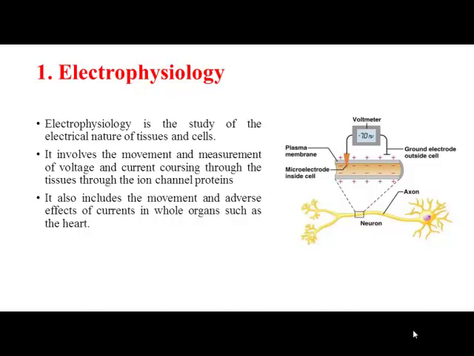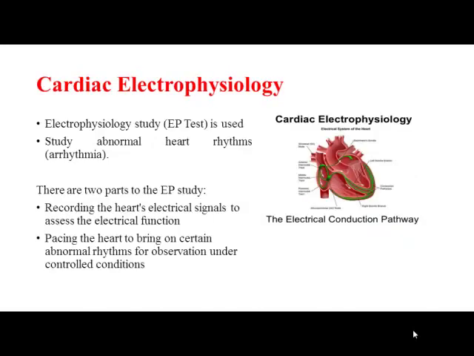It also helps to study the neuronal structure. Specifically for the heart, the procedure is known as cardiac electrophysiology. Electrophysiology study, known as EP test, is used to study abnormal heart rhythms, arrhythmia. There are two parts of the EP study. First, recording the heart's electrical signal to assess the electrical function, then pacing the heart to bring on certain abnormal rhythms for observation under controlled conditions. This is known as electrophysiology study.